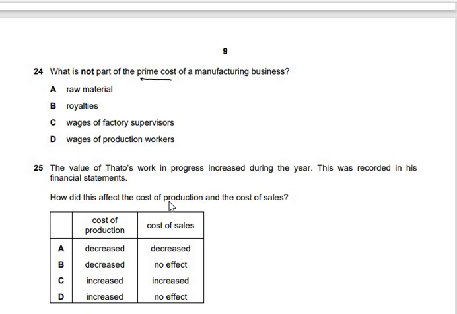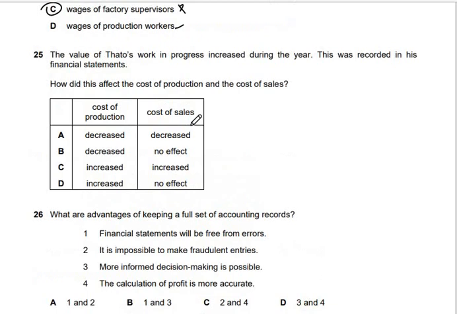Prime costs are costs which are connected and related to the manufacturing of the product. So they are made of direct material plus direct labor plus direct expenses. So whatever is not direct is not supposed to appear in the prime cost. So raw material, yes. Royalty, yes. Factory supervisor, no. Production workers, yes. So wage for factory supervisor will not be appearing in the prime cost. Question number 25.